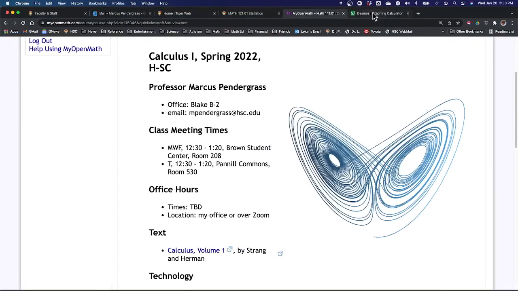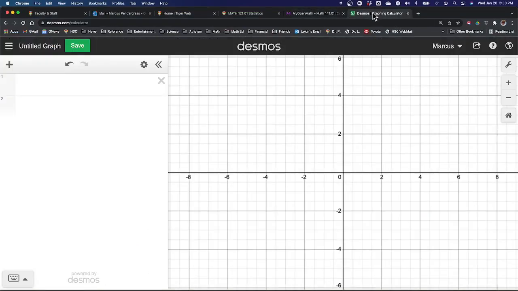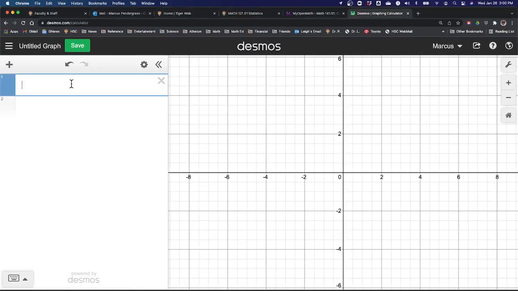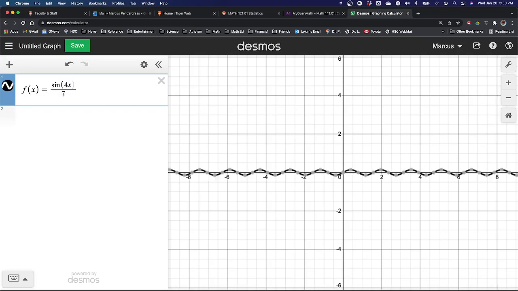So let's go to Desmos. I've actually already got a graph open here. The very first thing we want to do is give Desmos the function that we're interested in. As you might remember, we're interested in sine of 4x over 7x. So I'm going to say, let f of x equal sine of 4x divided by 7x. And there you see it. And of course, Desmos goes ahead and plots the graph. And you could actually use the graph to do the estimate. Of course, as I mentioned before, that 4 decimal places of accuracy might be a bit of a problem just looking at the graph. So we're going to build a table of function values.